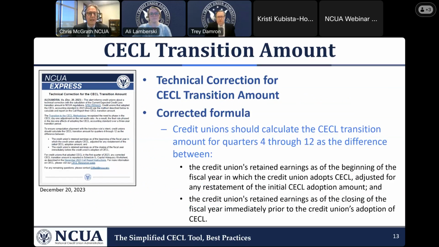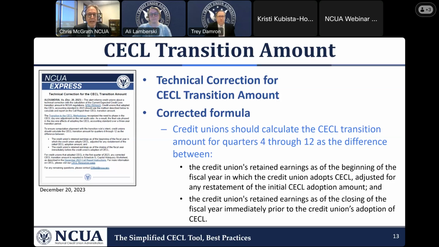First, we want to bring attention to the December 20th announcement on the CECL transition amount. This is also referred to as the CECL Day 1 adjustment. For credit unions that adopted CECL in 2023, they received the benefit of an add back of the CECL transition amount into their net worth ratio for prompt corrective action. This add back is amortized over 3 years.